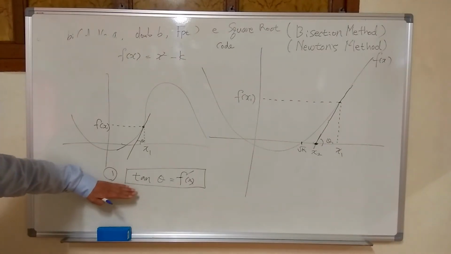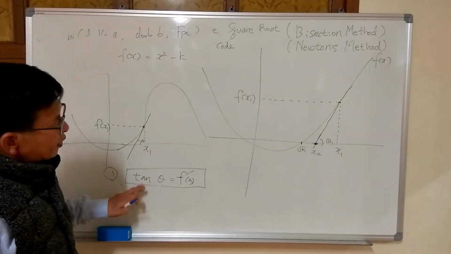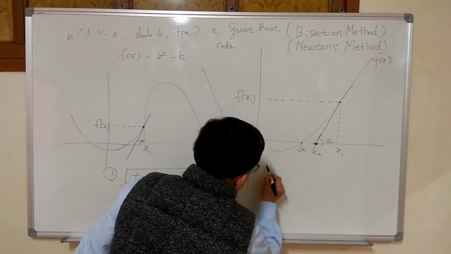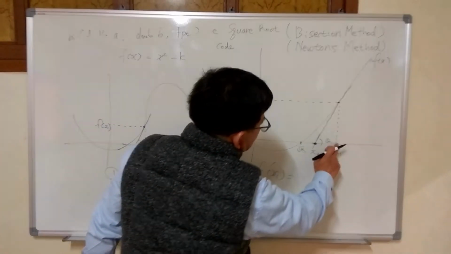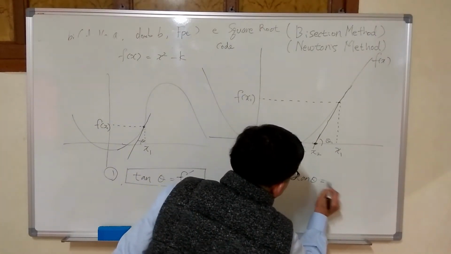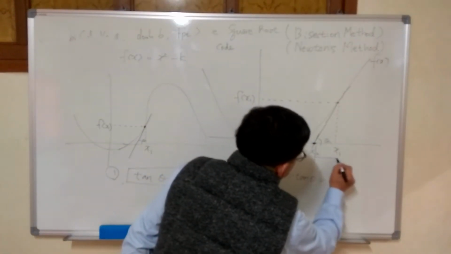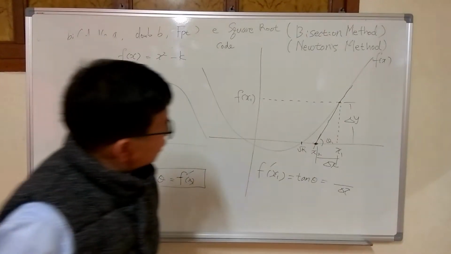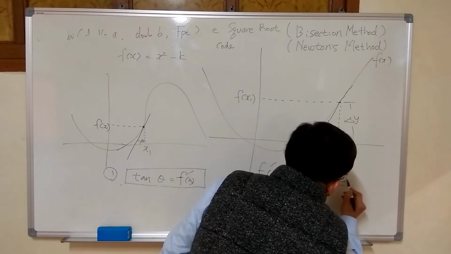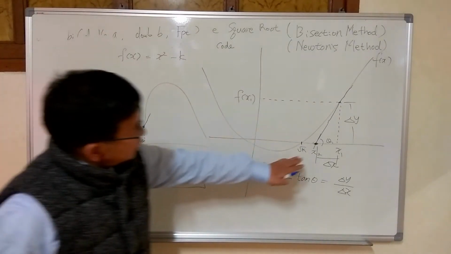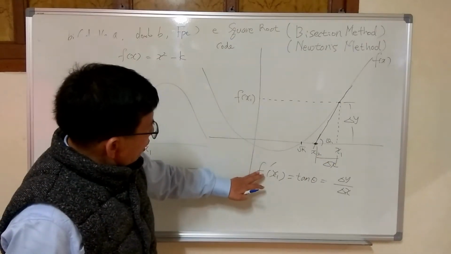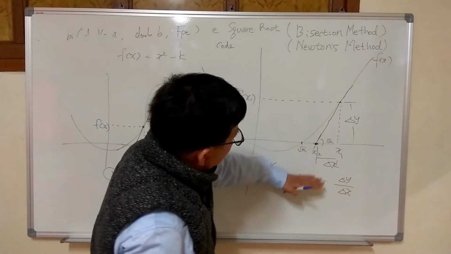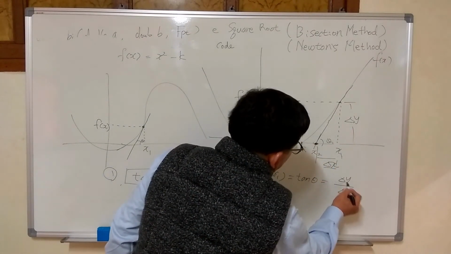So, as I explained here, this tangent theta will be f prime of x1. So this tangent theta, f prime x1 at this point, tangent theta, okay, means delta y over delta x. You understand? Delta y over delta x. You have to understand this. This tangent theta is f prime x1 here. And tangent theta means delta y over delta x.